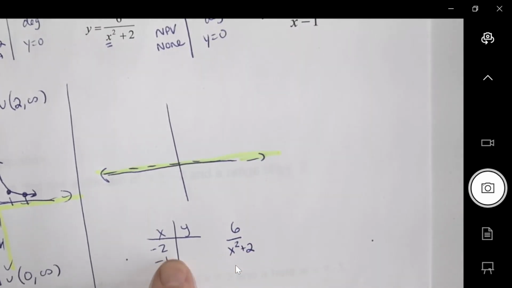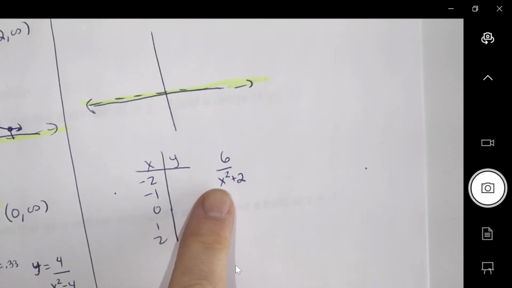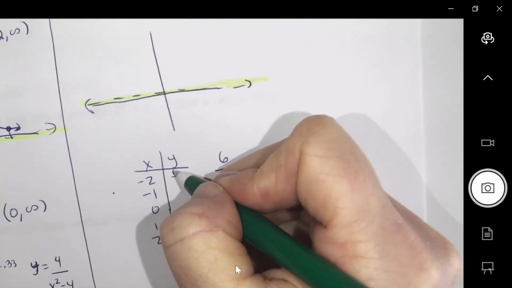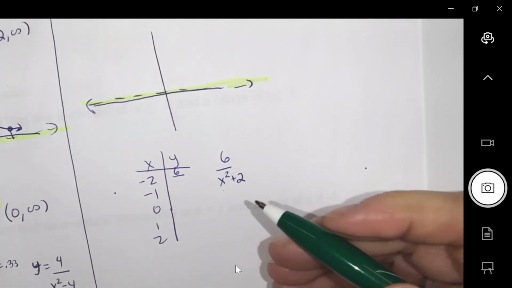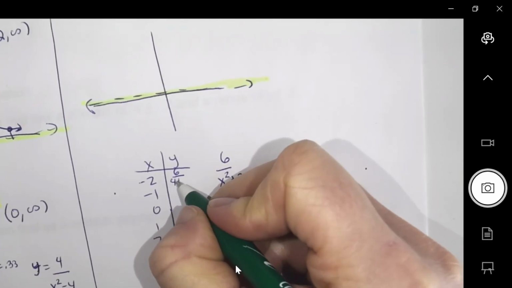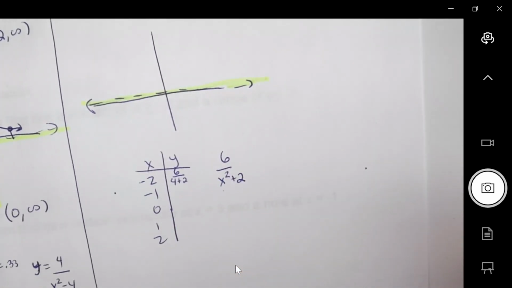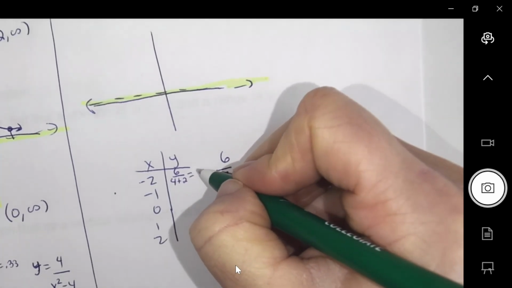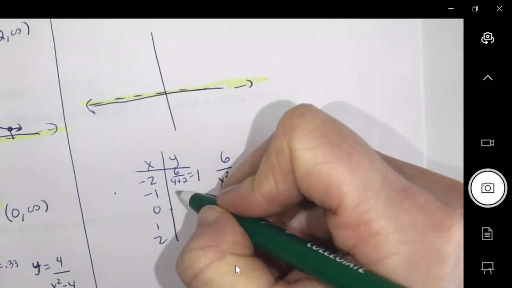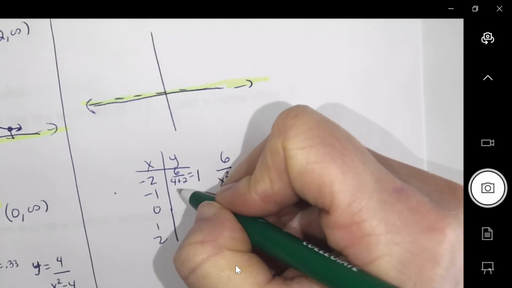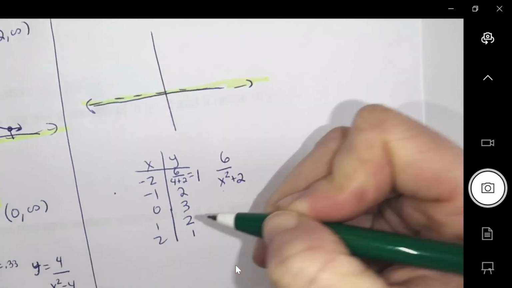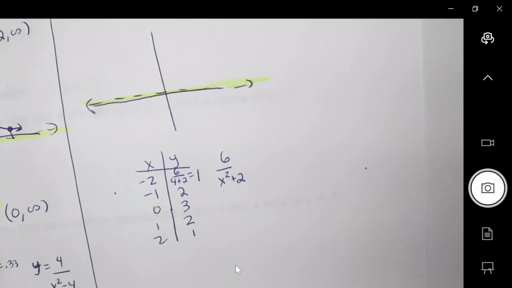So let's do -2 plugged in. So 6 over -2 squared, which is 4, plus 2. So 6 over 6 is 1. And here's all the rest of your numbers when I plug them in: 1, 2, 3, 2, 1.